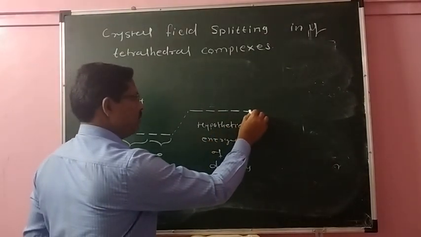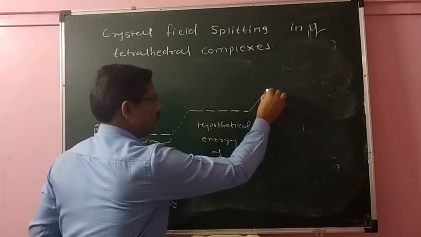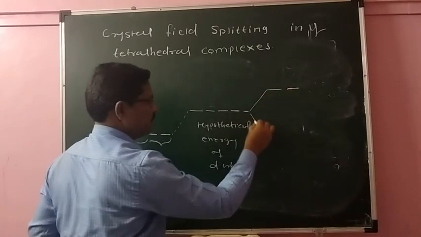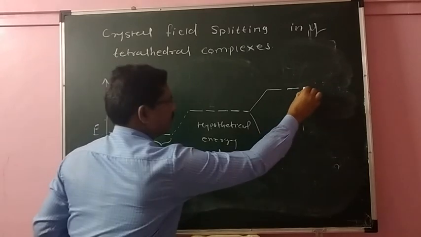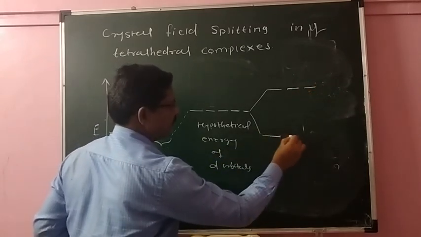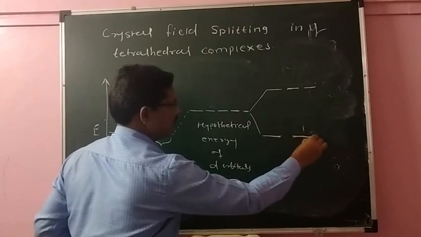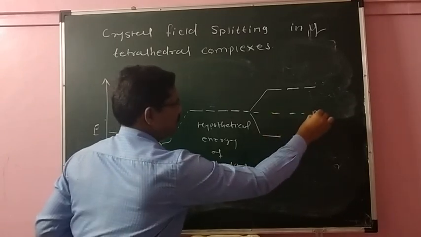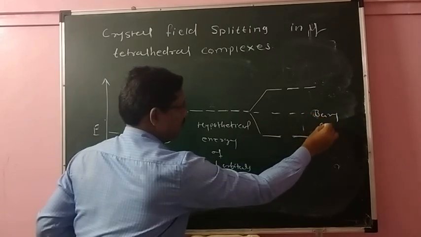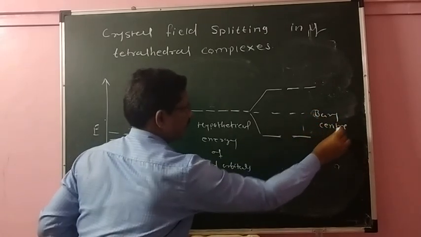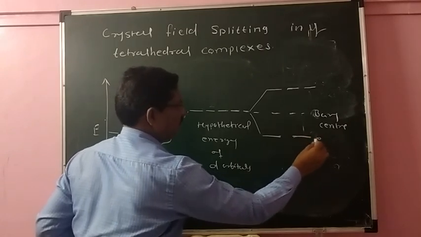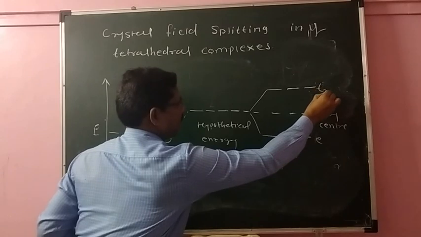Then comes actual complex formation. Look at this picture: this is the splitting of d orbitals, which are divided into two sets. This is the barycenter level, and this is known as the E orbital, and this is known as the T2 orbital.